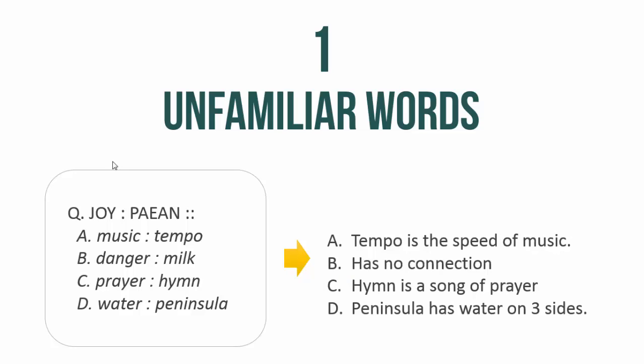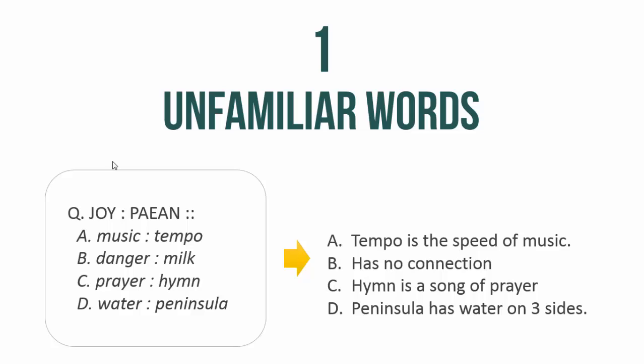Tempo is the speed of music. It indicates rhythm or the beats in a piece of music. So let's make a sentence, tempo is the speed of music. Now in option B, the words danger and milk have no obvious connection, so let's just leave it aside.